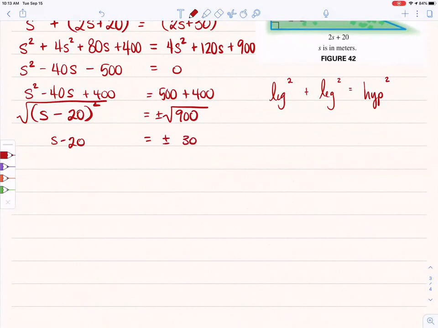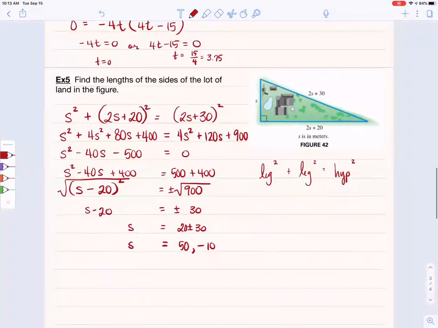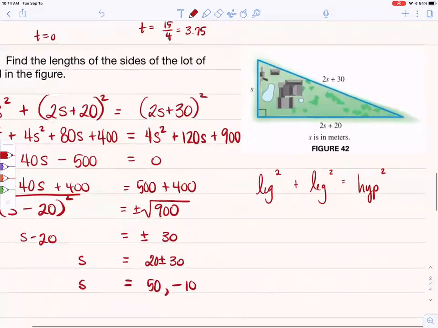Okay, so what's the next layer that needs to be bumped to the other side? 20. The 20 needs to be moved over, and I can do that by adding. So that's going to be S is equal to 20 plus or minus 30. Okay. Now, what's 20 plus 30? 50. What's 20 minus 30? Negative 10.